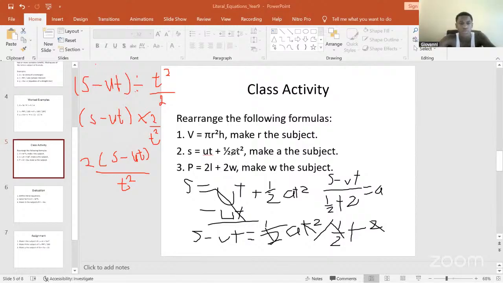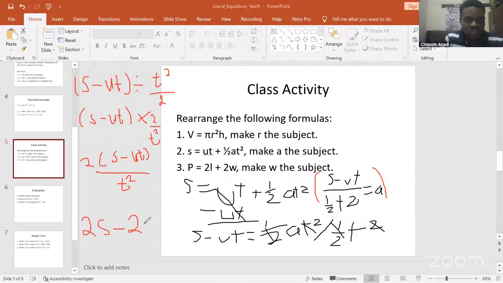Just in case you don't see your answer in this format in the options, you know that yes, you've written it this way. You can even open the bracket, so your final answer will now be 2s minus 2ut all over t squared. So anyhow you meet your answer, just know that you've further simplified everything. Good job. I'm happy that you understand the concept.